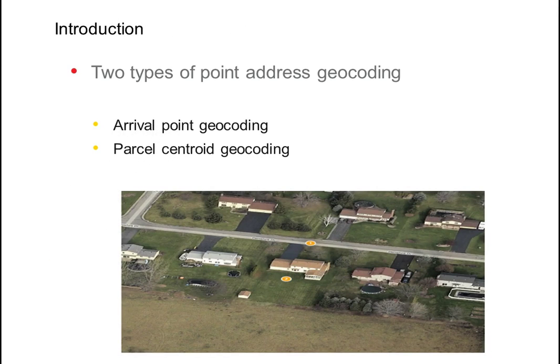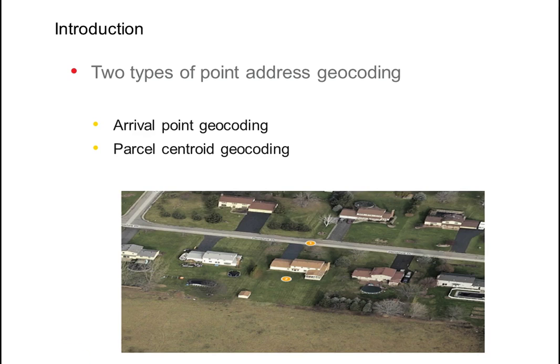Basically, the point address geocoding process enables more reliable and precise geocoding points for properties and premises. It will be used by business analysts to access location data for risk assessment. This point address geocoding uses techniques to precisely calculate the point based on the graphical center of the parcel of the land. In the Address Doctor, we have two types of geocoding. One is arrival point geocoding and the other one is parcel centroid geocoding.